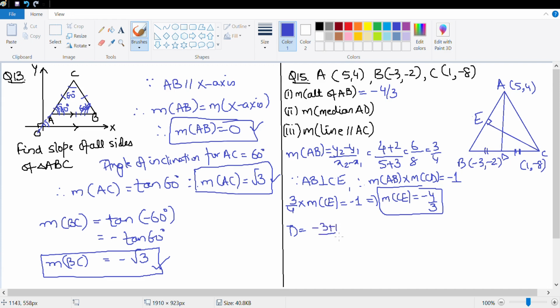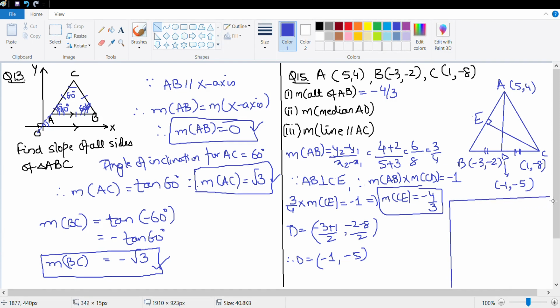So -3 plus 1 upon 2 and -2 minus 8 upon 2. Therefore, D will be equal to, that's -2 upon 2, which means -1, and this is -10 upon 2, which means -5. So now I know the coordinates of D. This is -1 comma -5. Now this question becomes extremely simple. All I have to do is calculate the slope of AD when I know both the coordinates. So the slope of AD will be given by y2 minus y1 upon x2 minus x1.